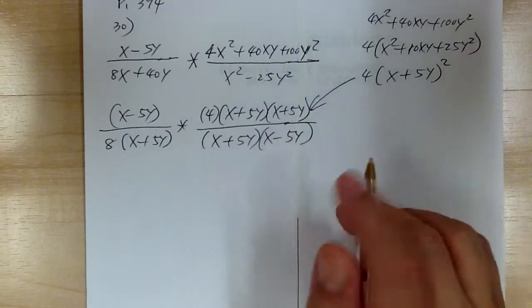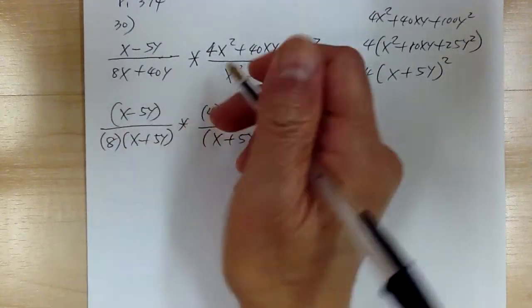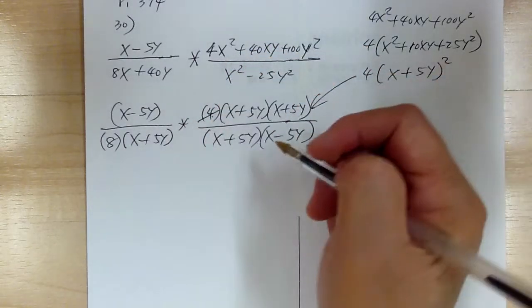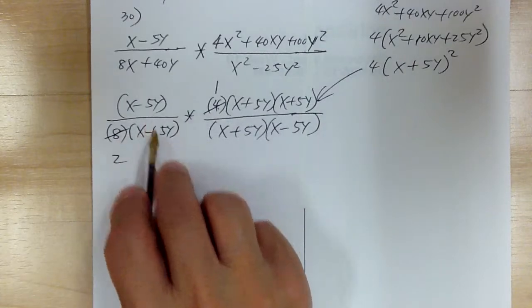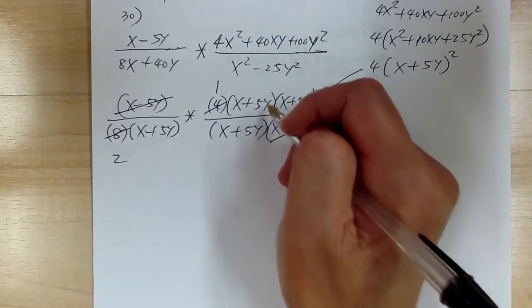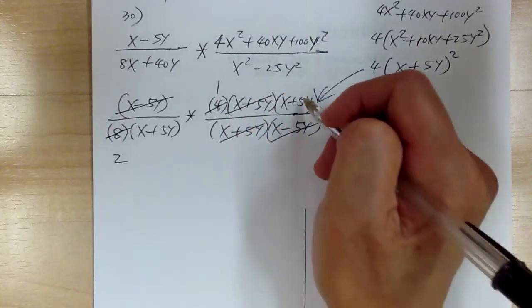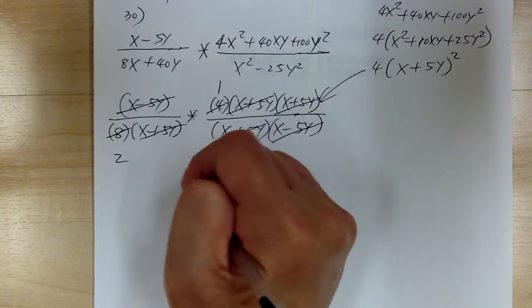Now you can start to cancel things out. The 4 and the 8 can divide by 4. When you cancel, it means divide. So 1 and this would be 2. You've got x minus 5y and x minus 5y, and you've got x plus 5y and x plus 5y. So your answer would be 1/2.